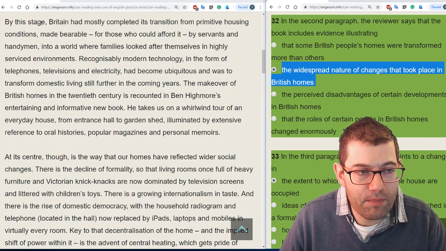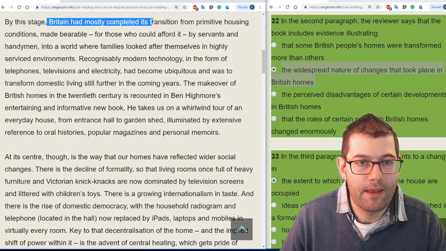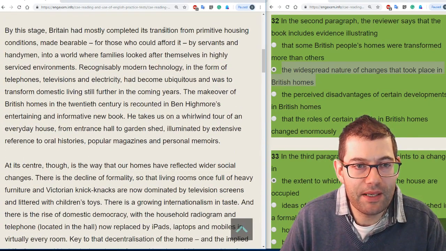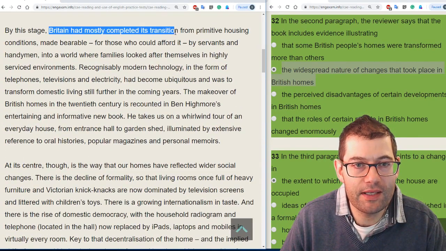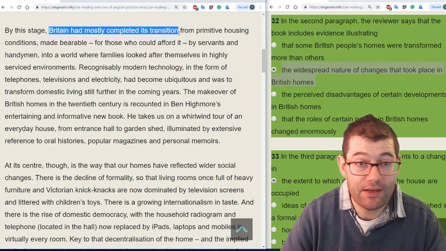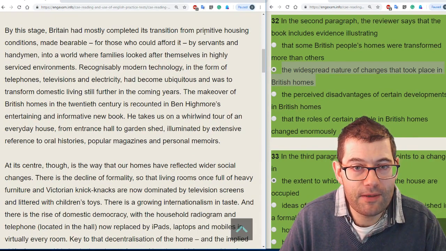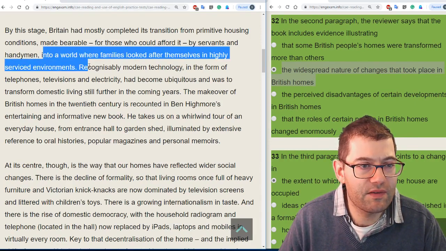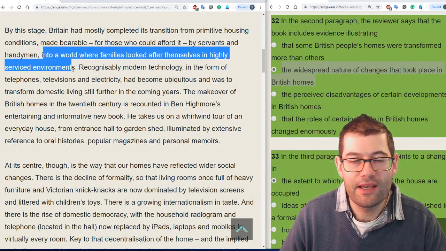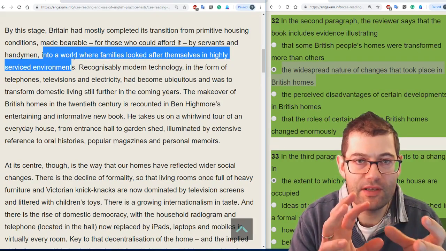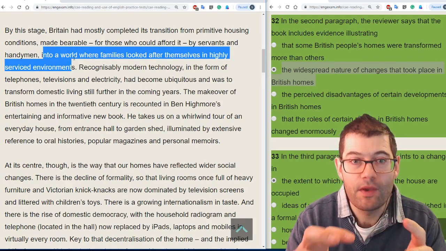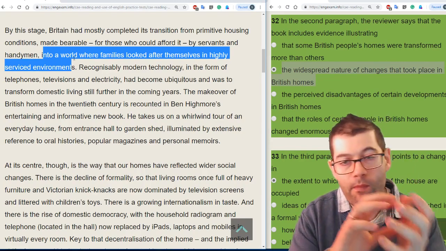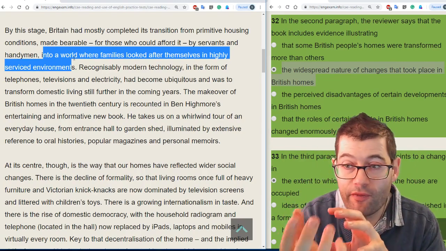The paragraph starts off by saying that Britain had completed, oh, I'm moving the screen, Britain had completed its transition, so its change from primitive housing into a world where families looked after themselves in highly serviced environments. So that first sentence creates a contrast that we're moving from this and now we're in a completely different situation.